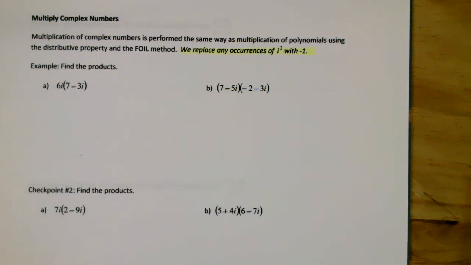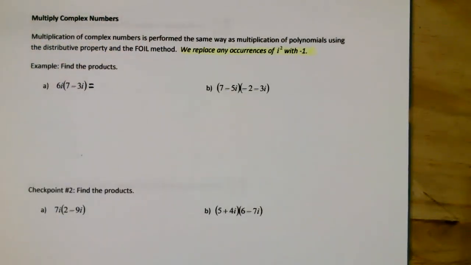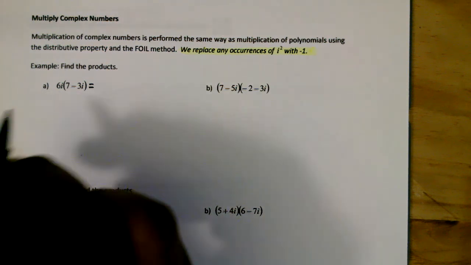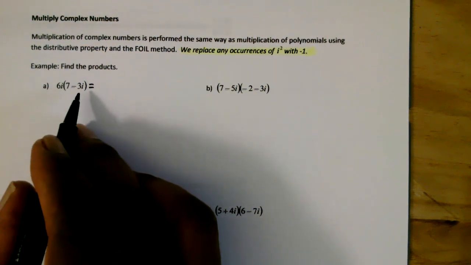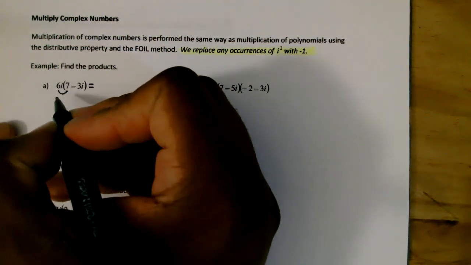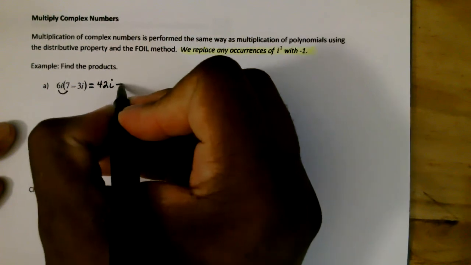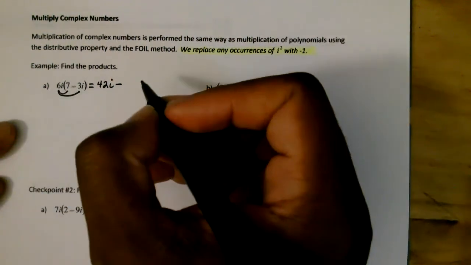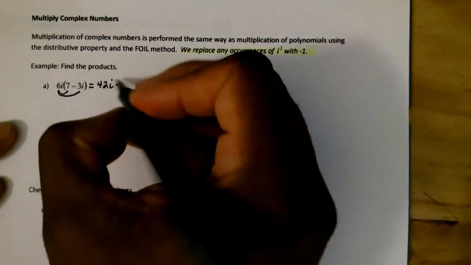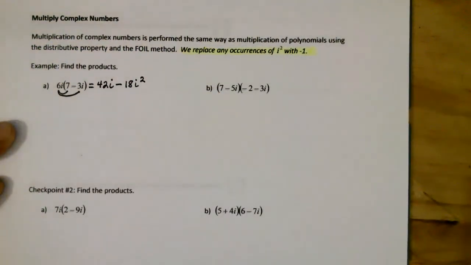Like in this example, 6i times the quantity 7 minus 3i. So here we're going to use our distributive property because we have a pure imaginary number multiplied by a complex number. So in this case, we do 6i times 7, which means 6 times 7 would be 42, and then we bring over the i, and then minus 6i times 3i. Well, 6 times 3 is 18, and then i times i is i squared.